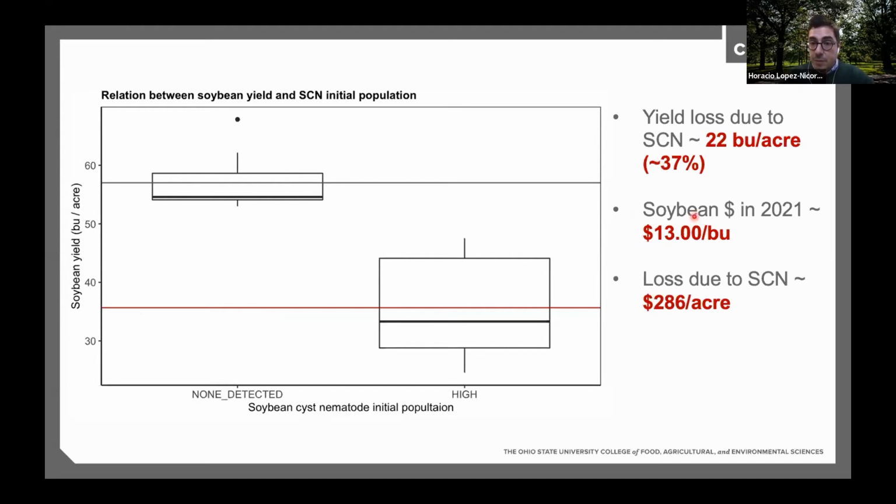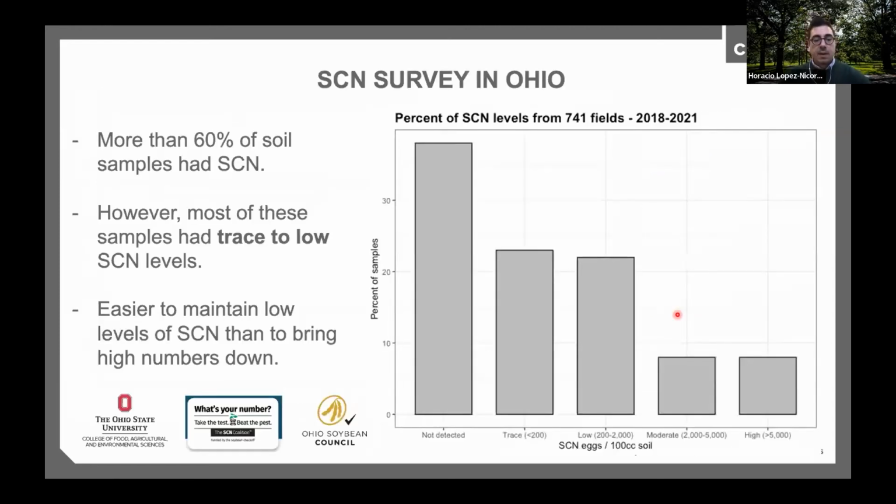If we're pretty generous with price, we can see that when we have soybean cyst nematode above damage threshold, we can get to $280 per acre of yield reduction, and that's huge in my opinion. Okay, so we keep doing this type of experiment just to validate how damaging the soybean cyst nematode is.